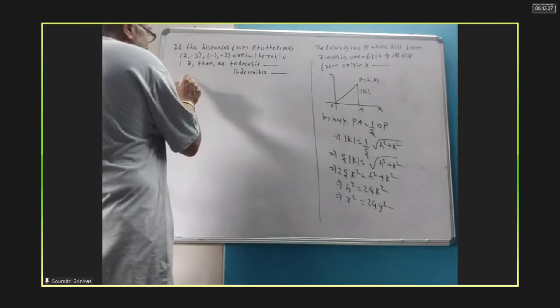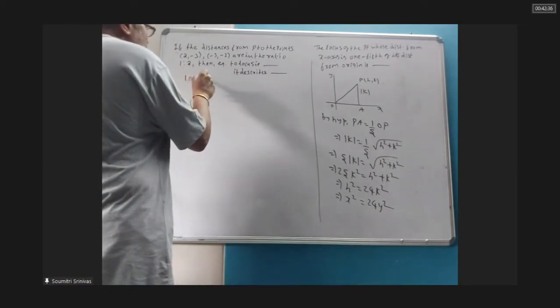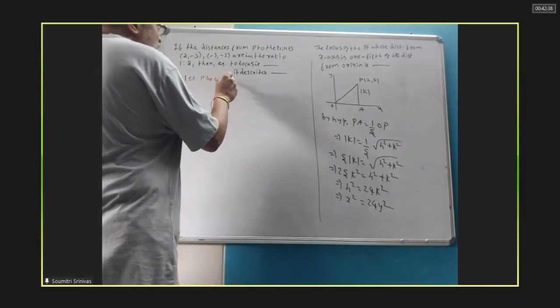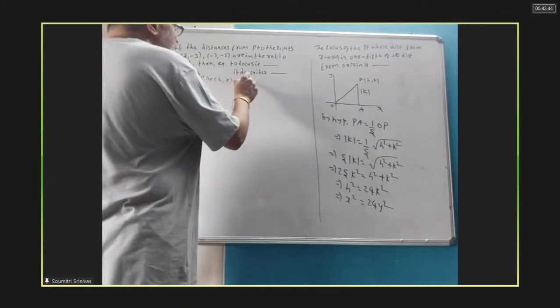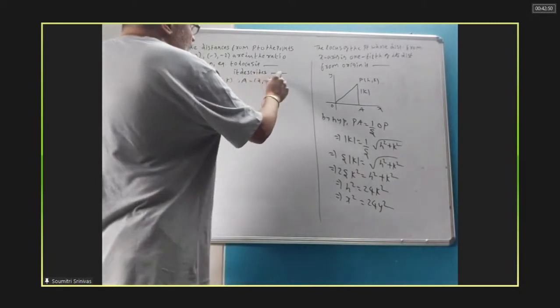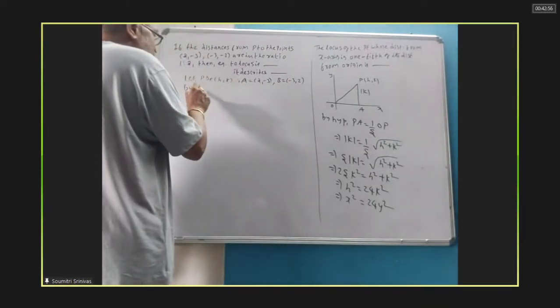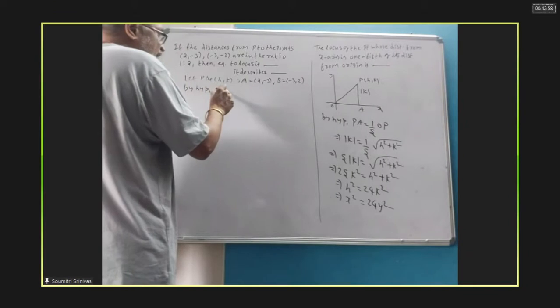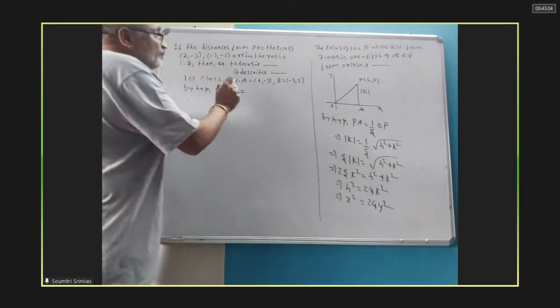What will you call P? Shall I give a hint? Let P be (h, k). You will call the first point A, and the second B. By hypothesis, what do we have? PA is to PB, children, how much is PA is to PB?